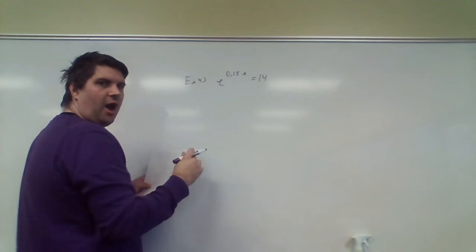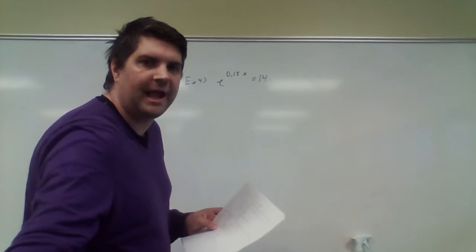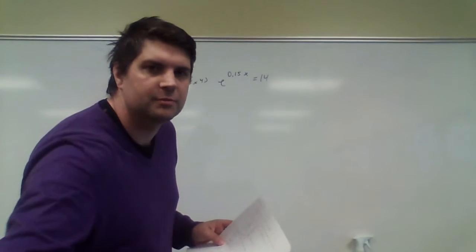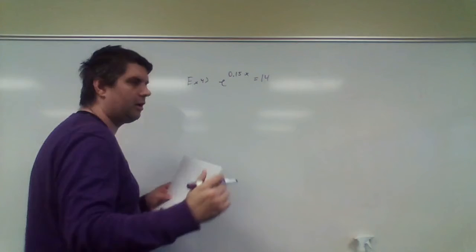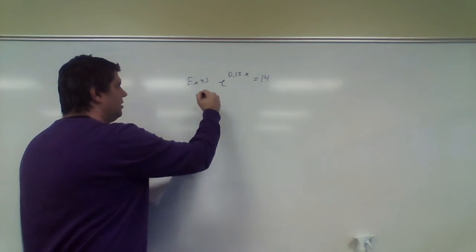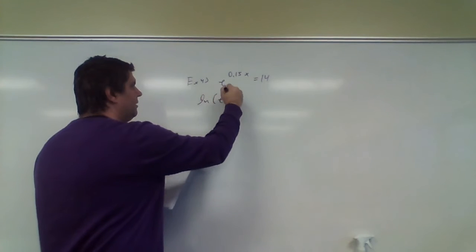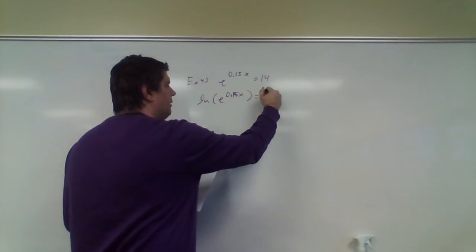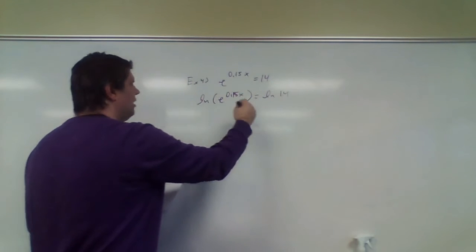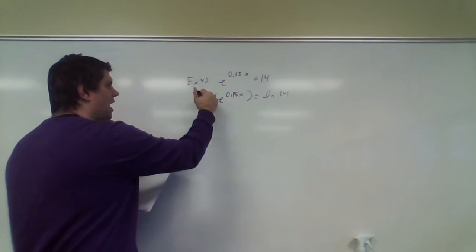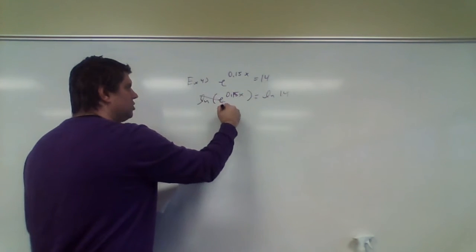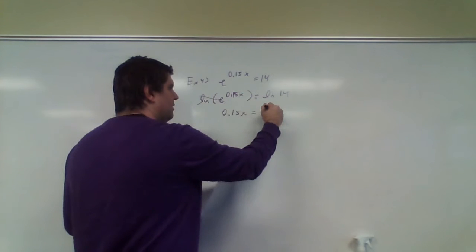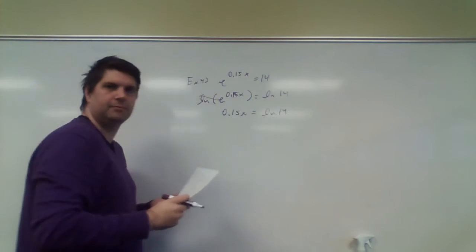Previously, we had used common logarithms, but we use natural logarithms for powers of e. So I'll take the natural log of e to the 0.15x power equals the natural log of 14. Natural log undoes raising e to a power. So we would have 0.15x equals the natural log of 14.